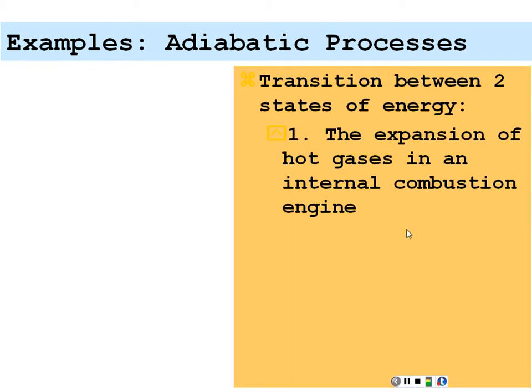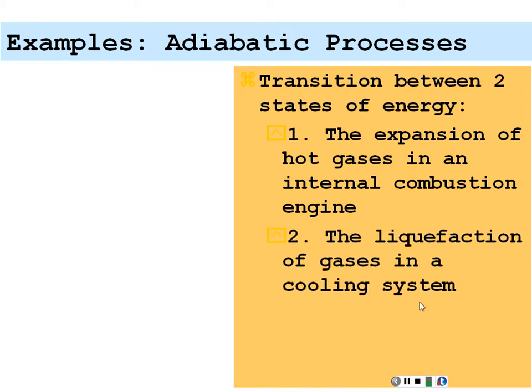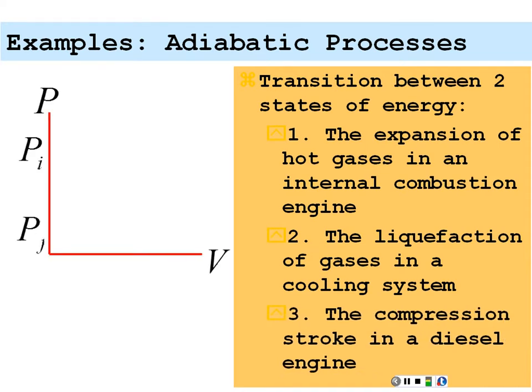So in this adiabatic process, we have a transition between two states of energy, and possibilities of examples: the expansion of hot gases in an internal combustion engine, the liquefaction of gases in a cooling system, possibly a refrigeration system, or the compression stroke in a diesel engine. The diesel engine doesn't have a spark plug, so it uses the compression stroke to change the temperature to such a point that will cause combustion. So these are all examples of adiabatic processes.